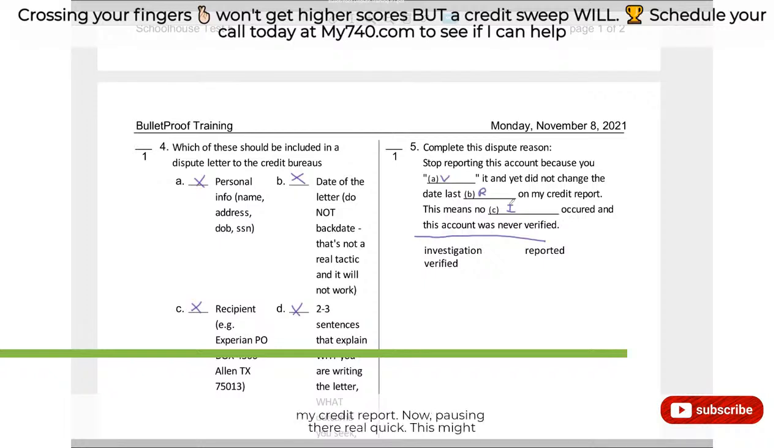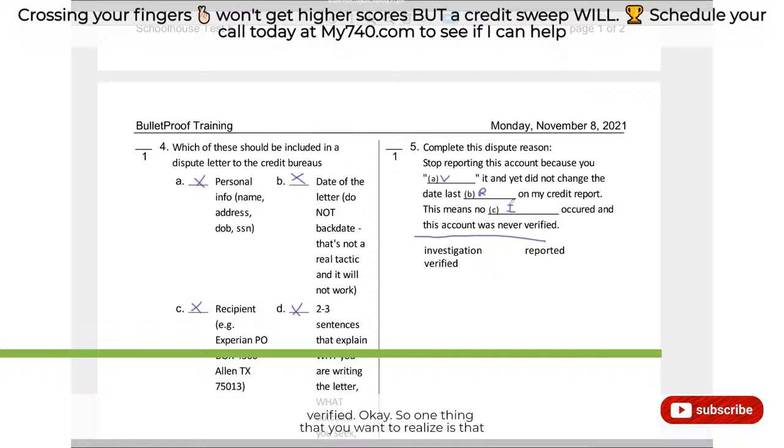Now, pausing there real quick, this might also be listed as status update date on your credit report. It all depends on where you are looking at your credit report, okay? Another side note here is that I have all my clients use DisputeIQ, okay? It shows me all the information that I need for factual-based disputes, okay? Now, moving on, this means that no investigation occurred and this account was never verified, okay?